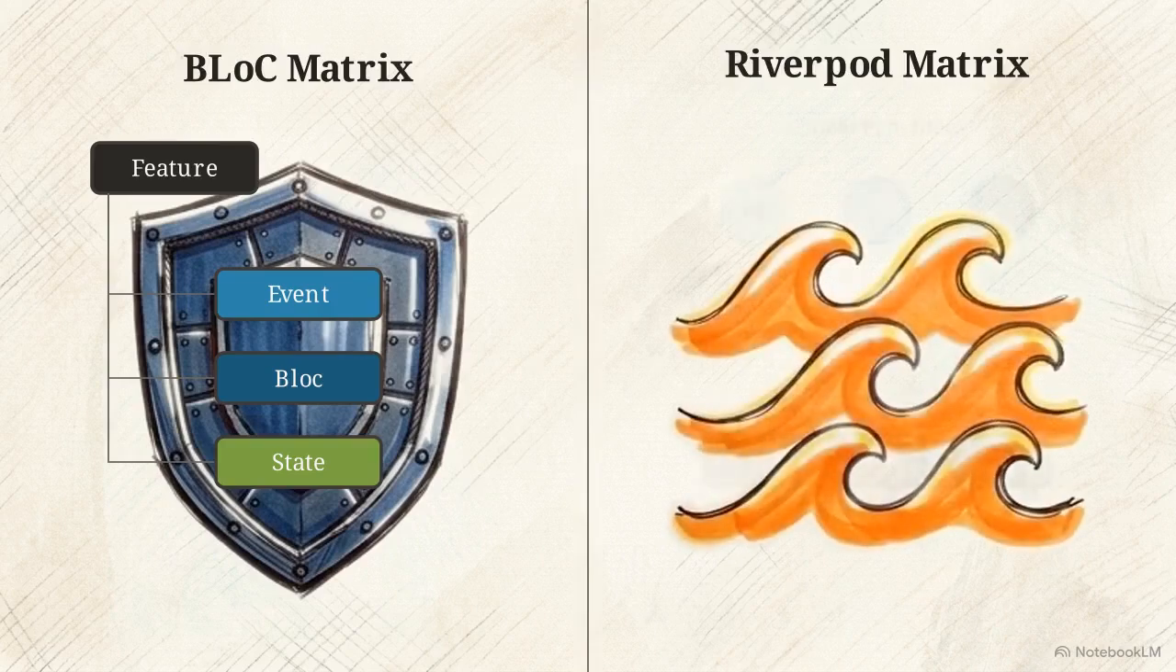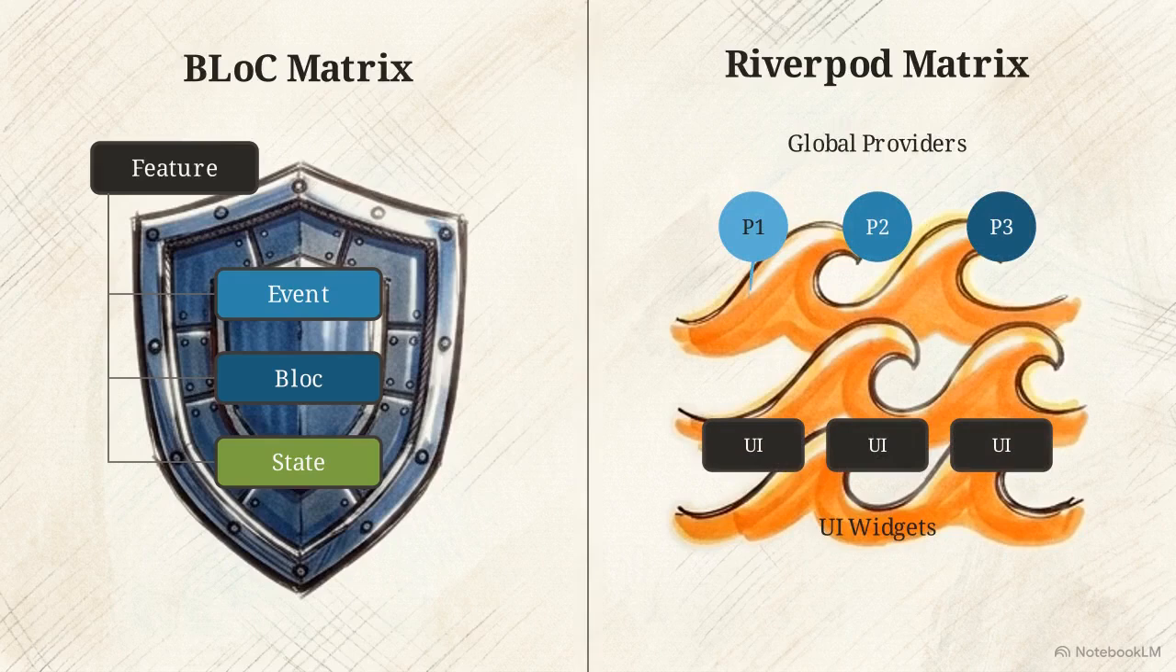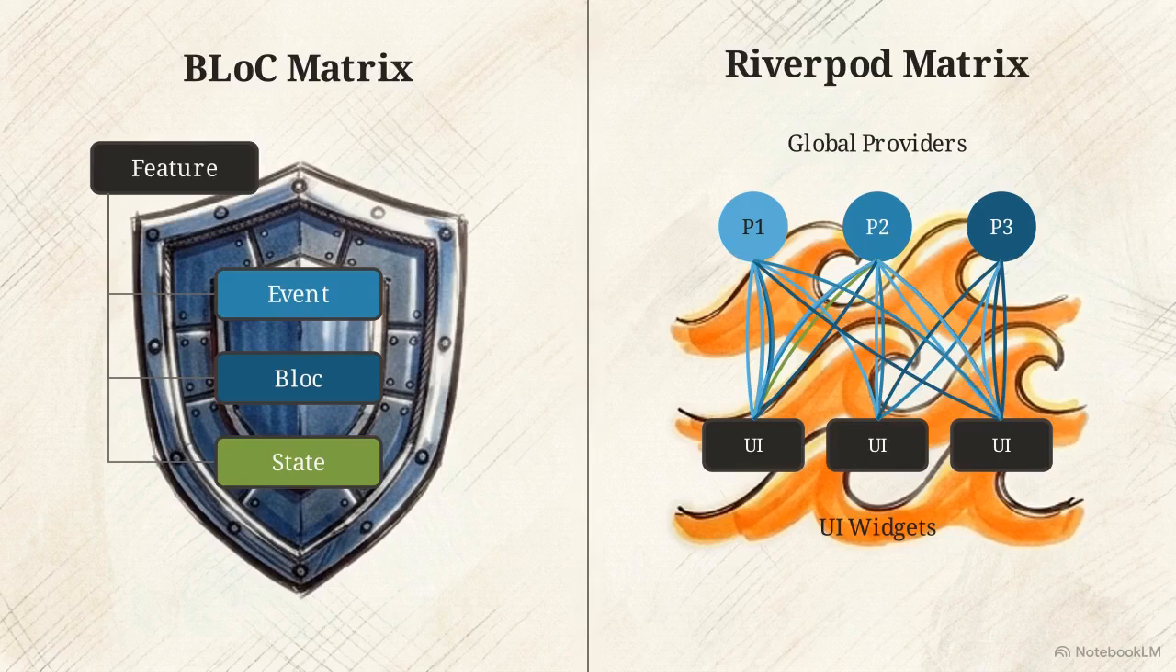Next, we select Riverpod. Returning to our split screen, the right side reveals the Riverpod structure. Global providers connect directly to UI widgets via fluid, hook-based consumption, drastically reducing boilerplate. The hidden risk? Without discipline, those global providers easily degrade into a tangled, hard-to-debug web.